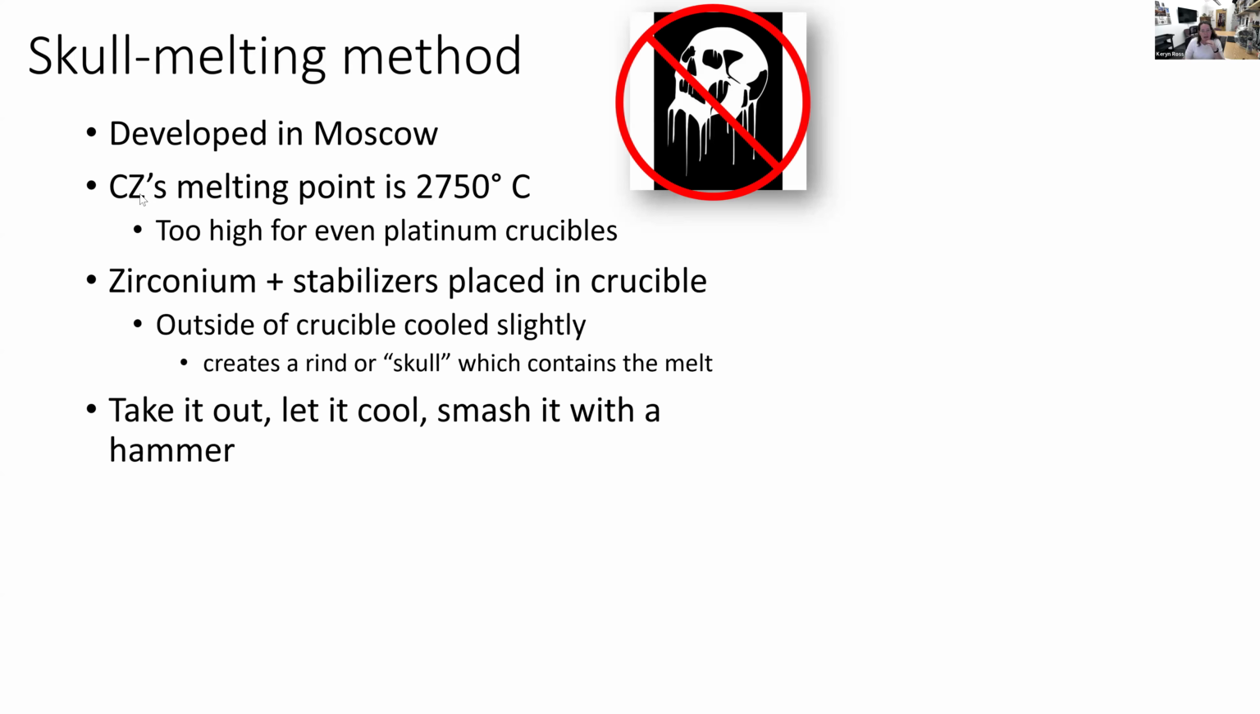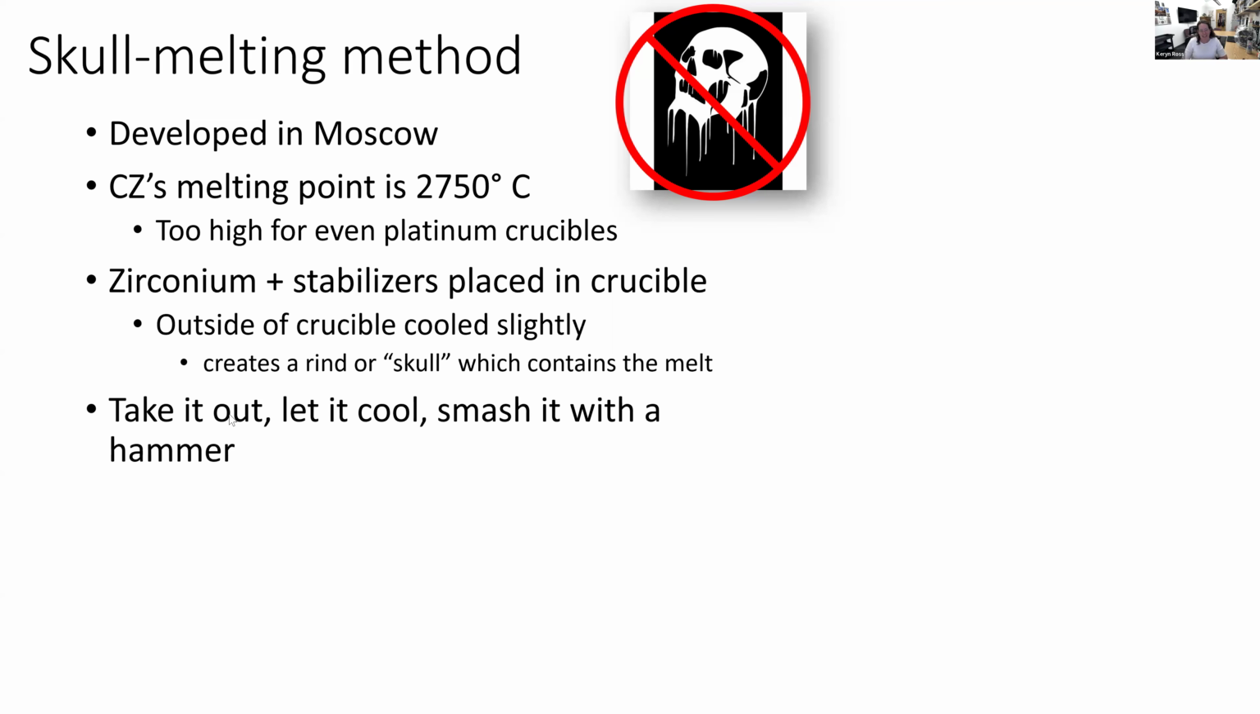Cubic zirconia's melting point is way too high. It is so high that you can't find something to melt it in. Even a platinum crucible can't get that high without melting. So what happens is they put zirconium and some stabilizers in a crucible, and then they heat it up, but before it gets too hot, they cool the outside of it. And that makes a kind of rind, or a skull, which can actually hold the melt.